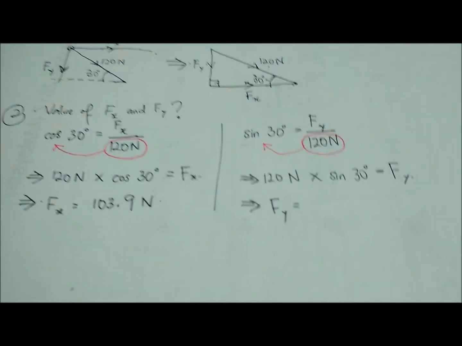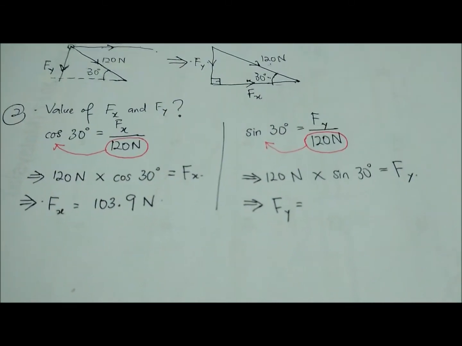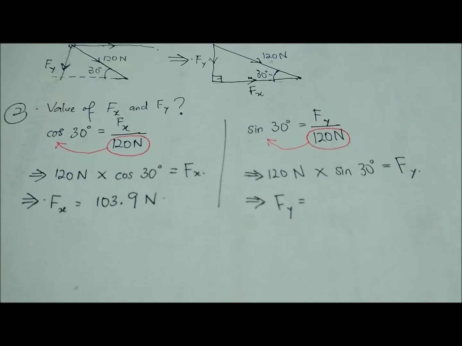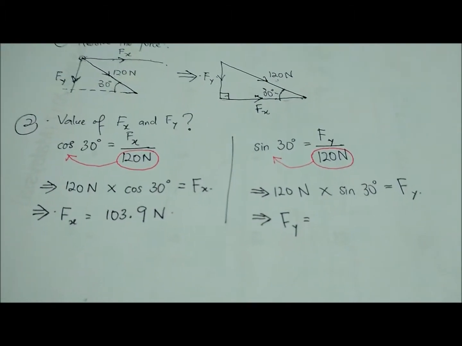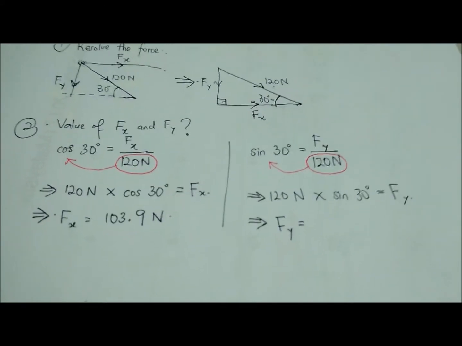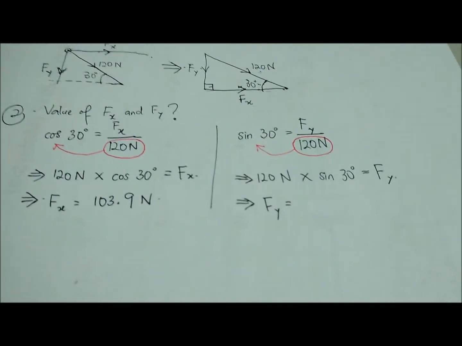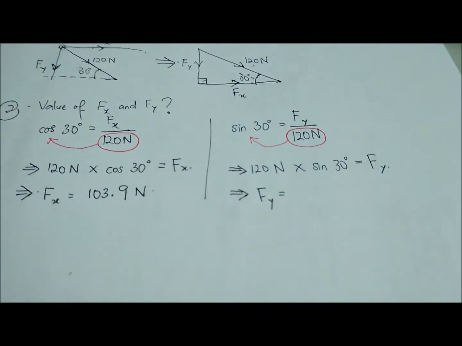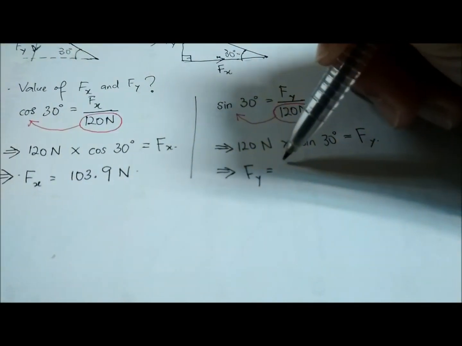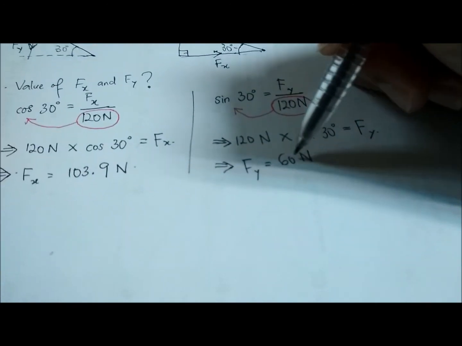So please don't rely too much on the answers that I give. Please, you need to make your own effort to do the calculation, okay? So that you can practice. Okay, so 120 Newton times sine 30 degree is 60 Newton.